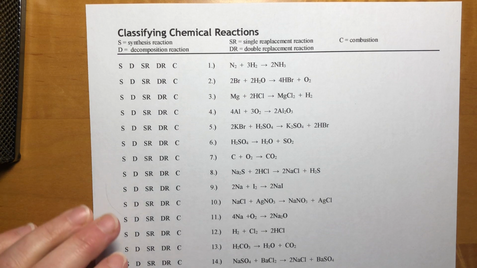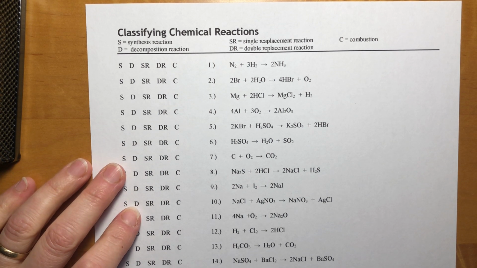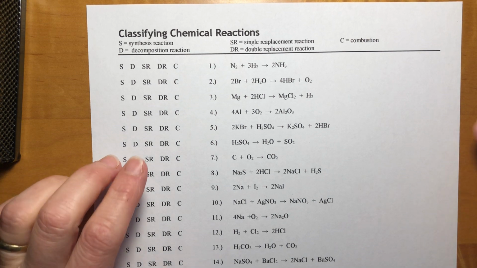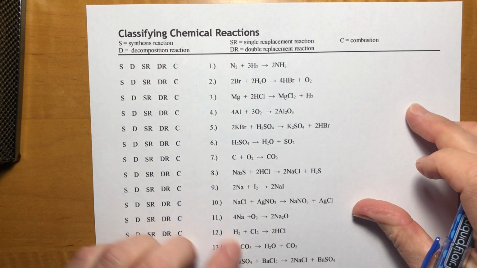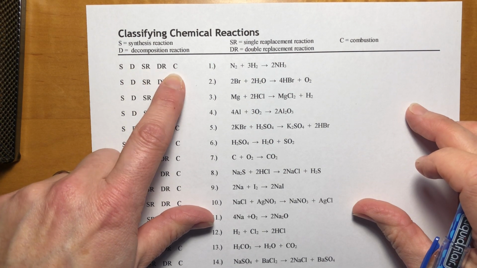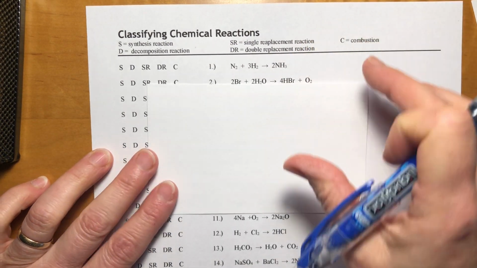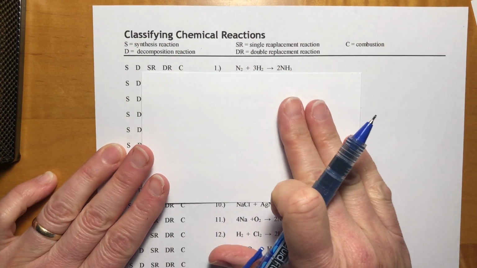This is from the chemical reactions packet, page 12. We're going to go through how to determine all of these reactions, whether they're a synthesis, a decomposition, a single replacement, double replacement, or a combustion. Remember these 5 types of reactions.